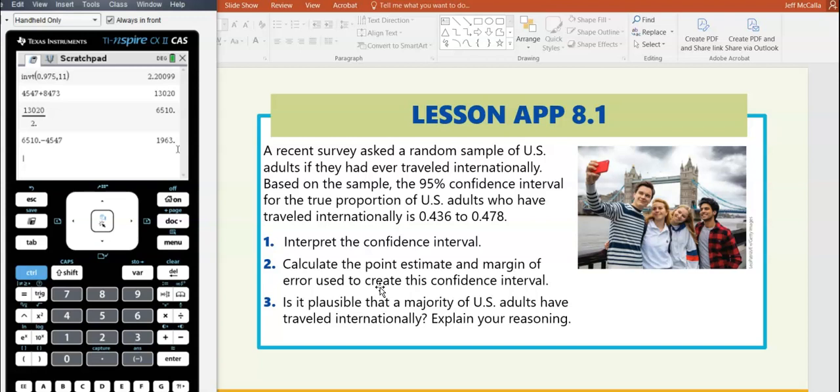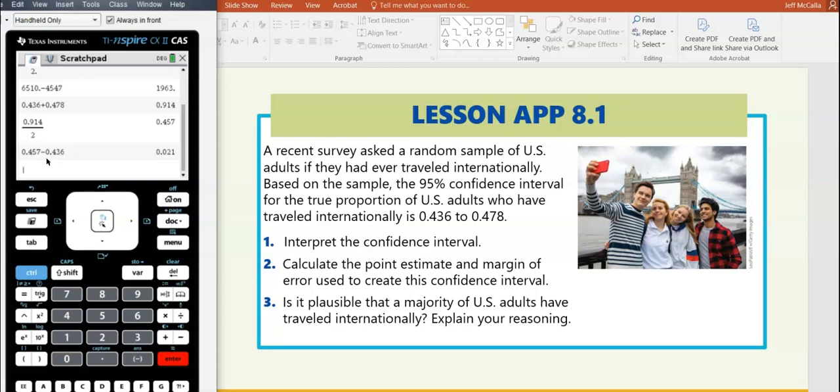Calculate the point estimate. So then you would just add up those two numbers. So 0.436 plus 0.478, divide by 2. So we think the point estimate is going to be 45.7% or 0.457. For the margin of error, you would take that number and subtract the 0.436 to get plus or minus 2.1%. So that's our margin of error there.